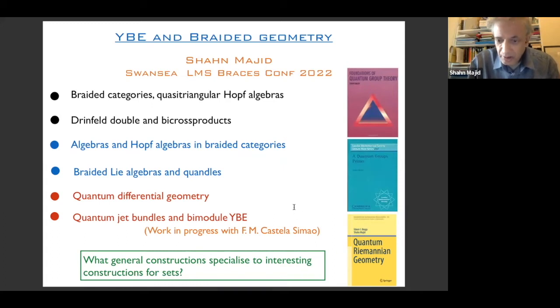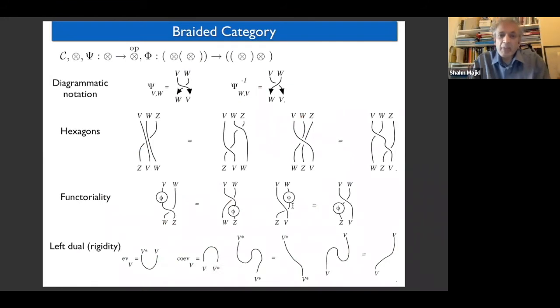So firstly, a little bit of background. I promised Tomáš to go very slowly. So a braided category, most of you will know this, it's just a collection of objects. So C is going to be a collection of objects with a functor called the tensor product from C cross C to C. And then two natural isomorphisms. One is between tensor and the opposite, and the other is between two different compositions of tensor. So this one is called the associator, and this is called the braiding.